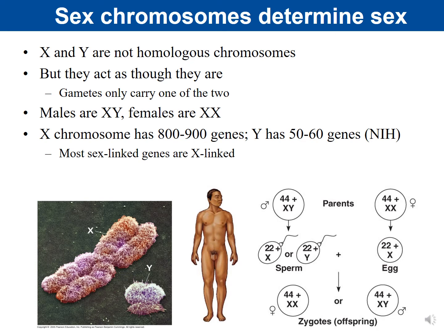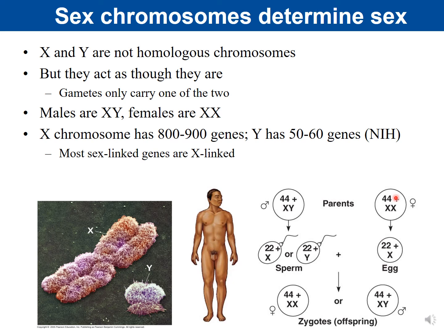So in order to understand why we have a difference in incidence of color blindness between males and females, we need to talk a little bit about sex chromosomes. Sex chromosomes are a pair of chromosomes that are used to determine sex or gender. If we look at X and Y, here on the bottom left, you're seeing an electron micrograph of an X chromosome and a Y chromosome.